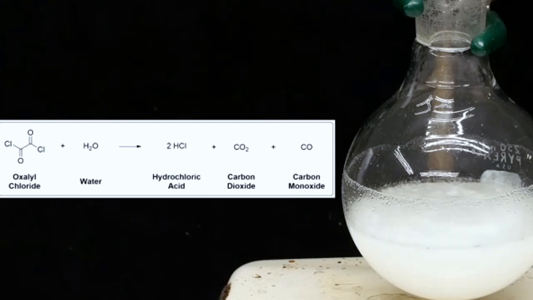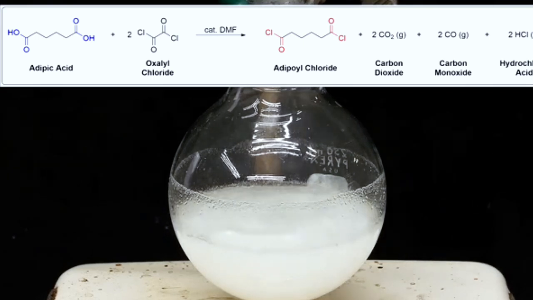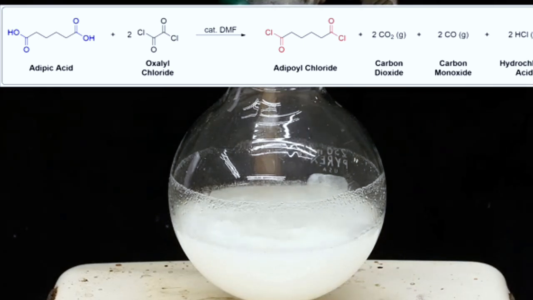Anyway, so as I said, the initial reaction is just with water, which produces hydrochloric acid gas, carbon monoxide, and carbon dioxide. Once it reacts with most of the water and gets rid of it, it will start to do what we actually want it to do, which is react with the adipic acid. When it does, it will convert the carboxylic acid groups to acyl chlorides and lead to the formation of adipoyl chloride. It will also produce carbon dioxide, carbon monoxide, and hydrochloric acid gas as side products.